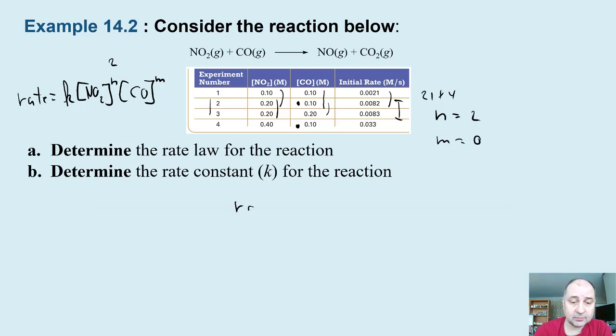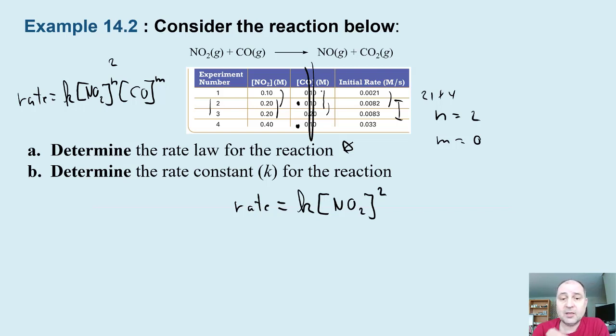So the rate is going to be equal to some sort of k times the concentration of NO2 to the second power. That is the rate law of the reaction. And so now if I wanted to determine the rate constant k, I can take any of these data points, the first, second, third, or fourth, and just plug the data in. Right? Don't have to worry about this. It's not part of the rate. But let's just make it simple and plug in this first one.